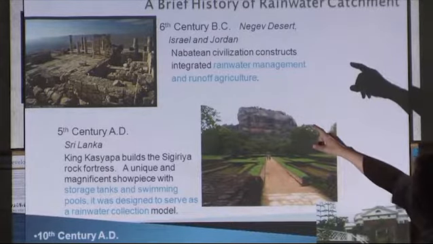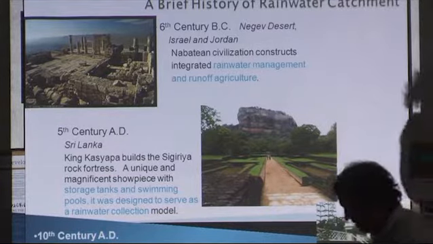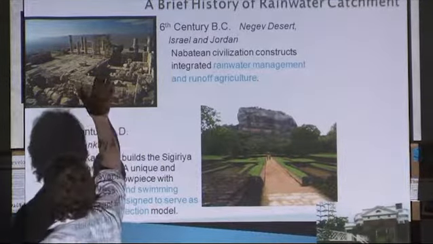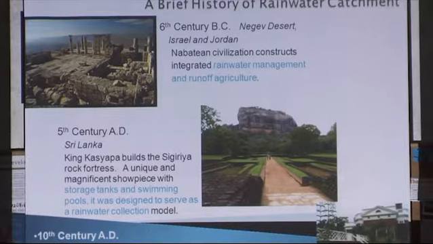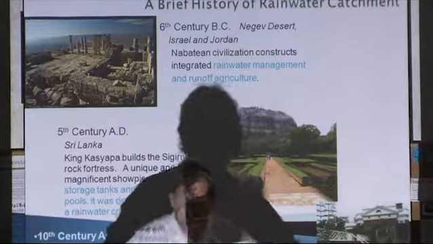In the Negev Desert in Israel and Jordan, in the 6th century, they were already thinking about it. All of their structures had cisterns in the basements. They did too in Sri Lanka, more of an island nation. And even TJ, Thomas Jefferson, had rainwater harvesting at Monticello.